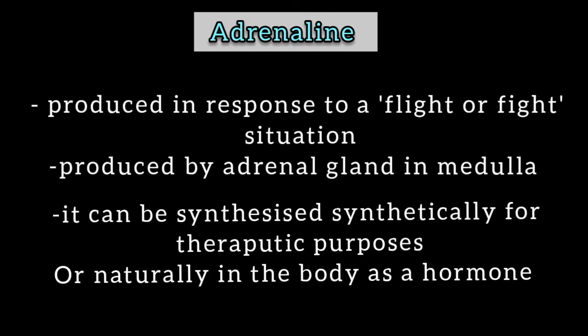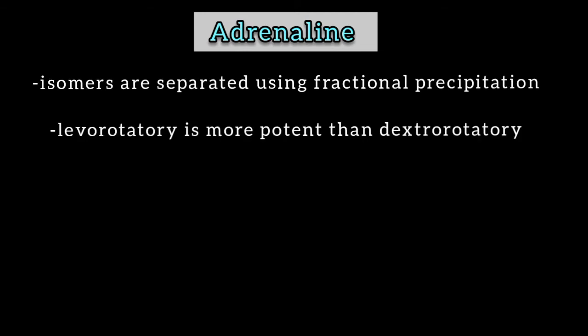It is synthesized synthetically, and when it is synthesized, it is produced in the form of both the dextrorotatory and the levorotatory isomer, and they are separated using fractional precipitation. The levorotatory isomer is the one which is more potent and the one which is usually used as the medicine.